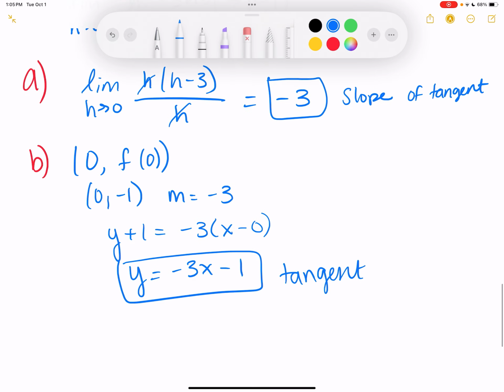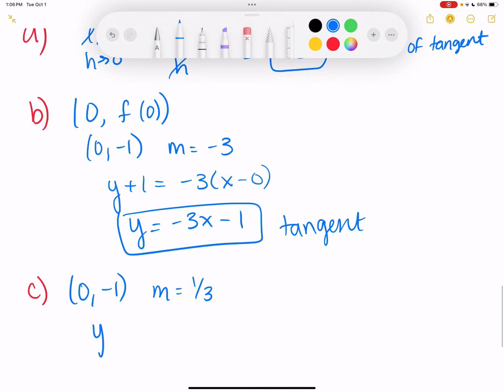Then the last thing I need is the normal. So we still have the same point, 0, negative 1. What would the slope of the normal line be? 1/3. Yep, 1/3. So it's perpendicular to it. So y plus 1 equals 1/3 times x minus 0. So y equals 1/3 x minus 1.